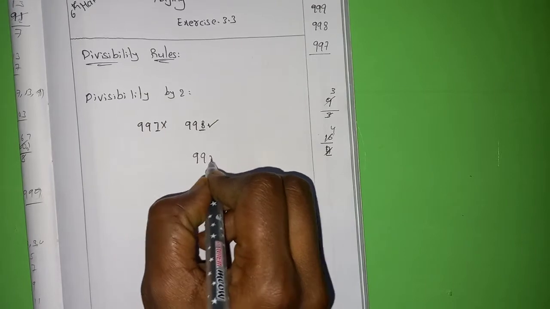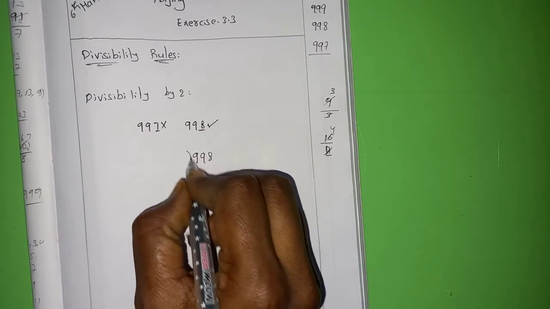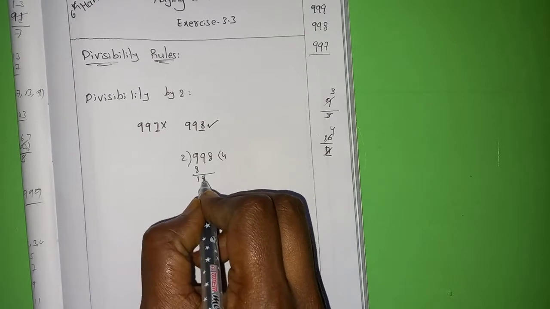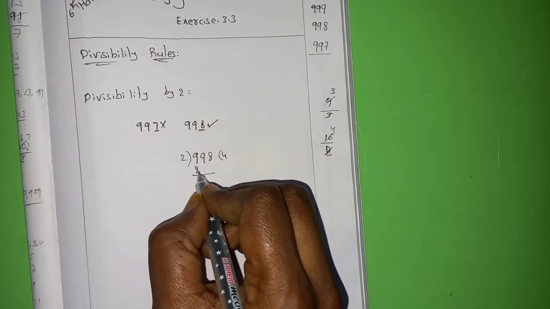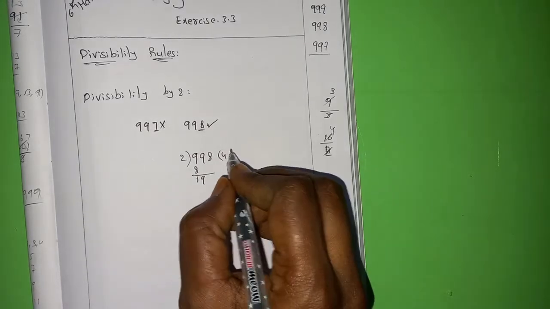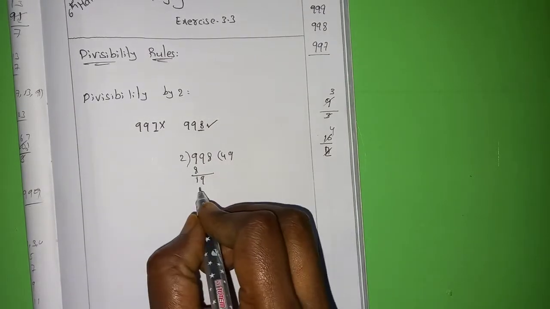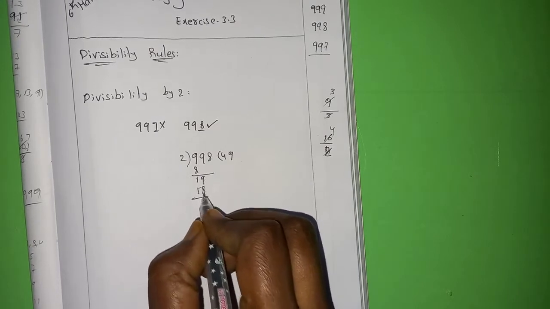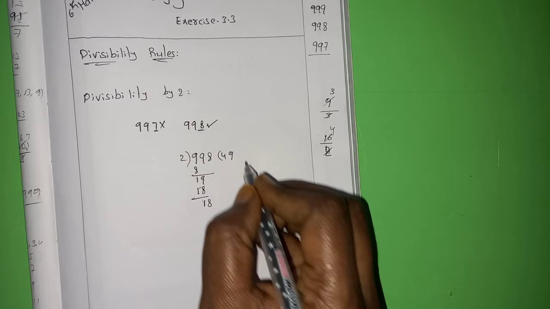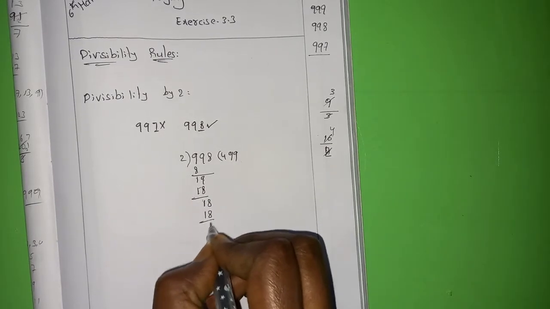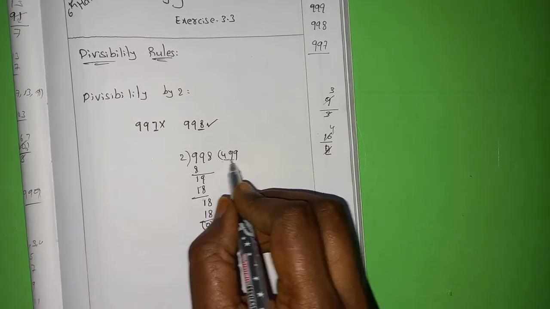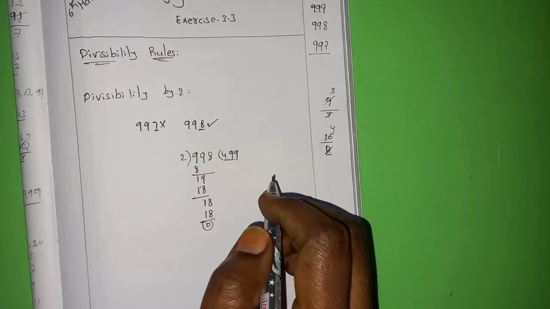Let us check. 998, 2 fours are 8. Again 9 minus 8, 1. Let us take 9 here. 2 nines, 18. 9 minus 8, 1. 1 minus 1, 0. Let us take 8. 2 fours are 8. You got the remainder 0 or not? So 499 into 2 is 998.